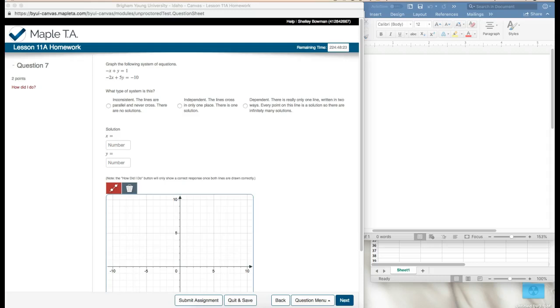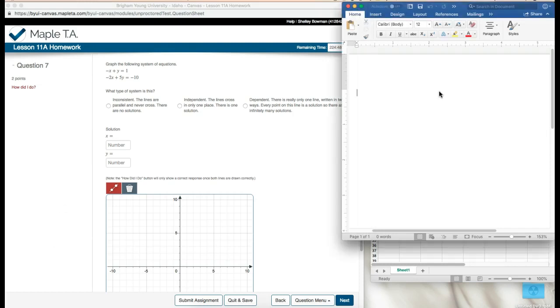Maple TA Lesson 11A, question number 7. This one is asking to graph the following systems of equations to then find the solution. So the first thing I'm going to do is change these to slope-intercept form, or y equals, so that it looks like a function like f of x, which is what we did in the last unit.